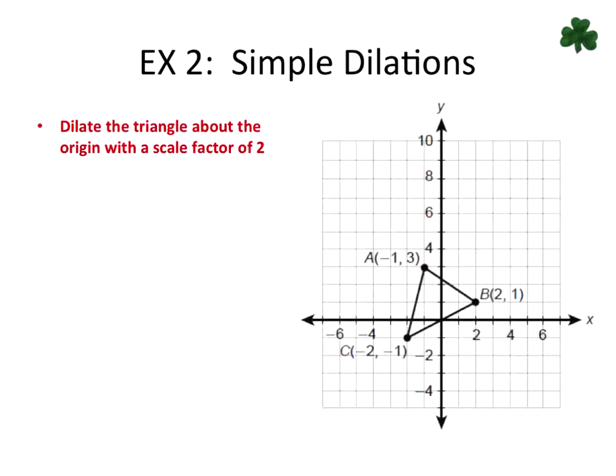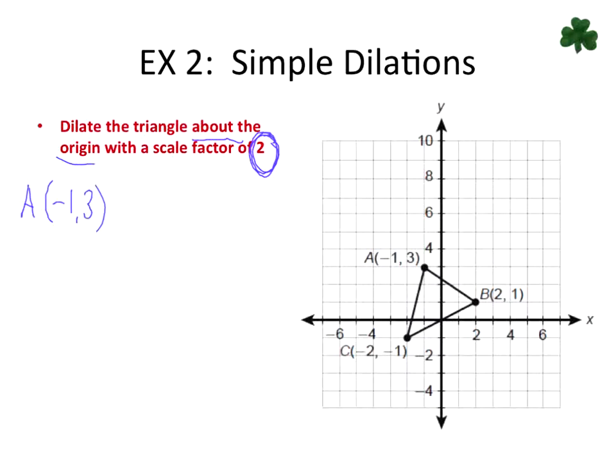This one says, dilate the triangle about the origin with a scale factor of 2. There are 2 key parts to this problem. So everybody please underline about the origin. That's huge. And then it says my scale factor is 2. Circle the 2. So watch what we're going to do here.